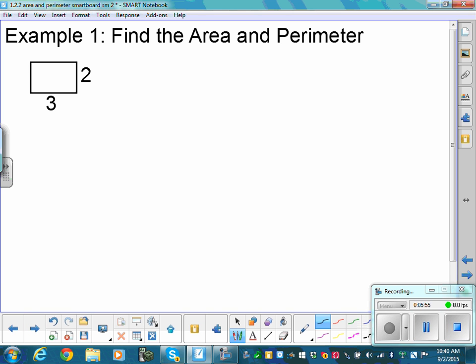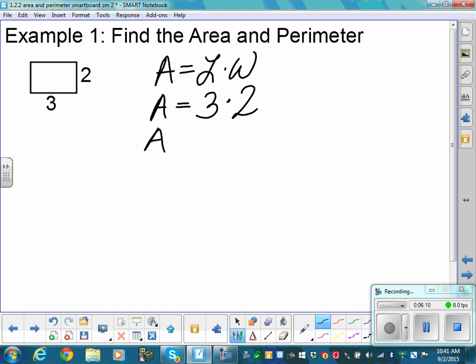Okay, so now we're learning lesson, guys. No talking. Area is equal to length times width. Let's find the area of this. So area is equal to length times width. So the area of this is equal to, what's our length? 3 times our width, which is 2. So our area is equal to 6. Questions? All right, let's find our perimeter.